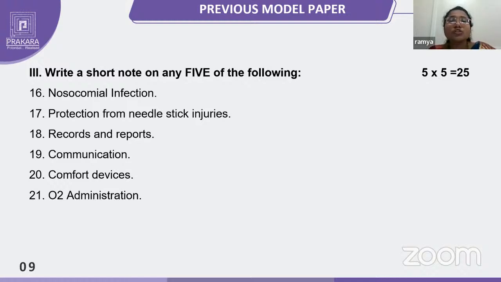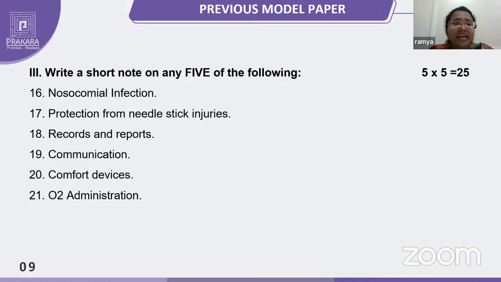So you should mention the definition of comfort devices along with the author name. And you should write the various types of comfort devices used to comfort the patient, and the roles and responsibilities of a nurse while using these comfort devices. In such a way, you should present this 20th question.